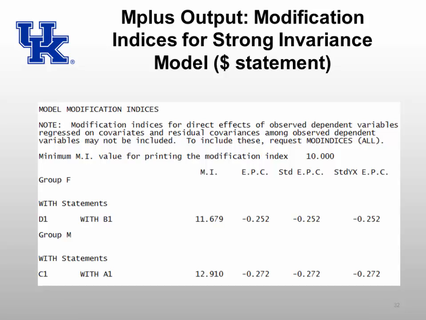And we also look at the modification indices. Here, especially for the group M, if there is anything needed to be freed, it will show at the group M section. So we are looking for some dollar statement, which means whether any of the thresholds need to be freely estimated for the M group. But we don't see any. It also confirms that this tool holds strong invariance.